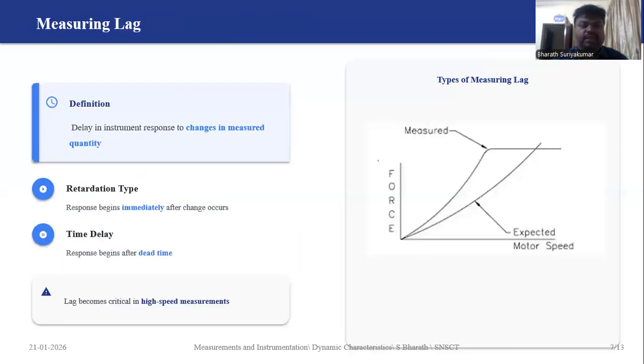Lag is the delay in instrument response to a change in the measured quantity. In retardation time, the response begins immediately after the change occurs. In time delay, the response begins after the dead zone. Lag becomes critical in high-speed measurements.